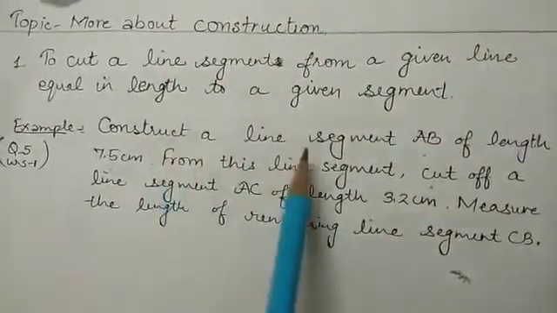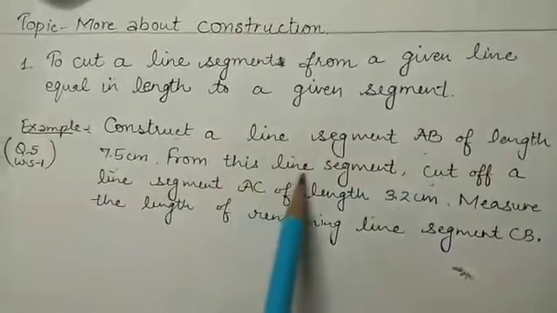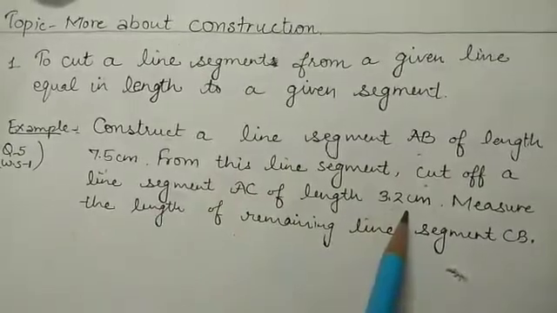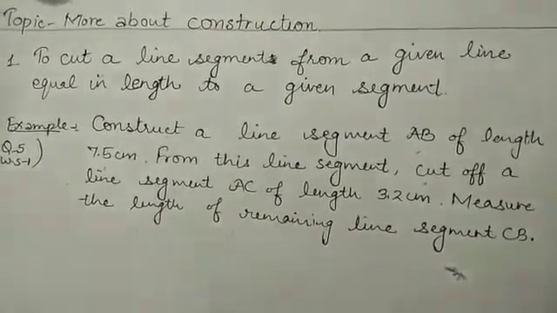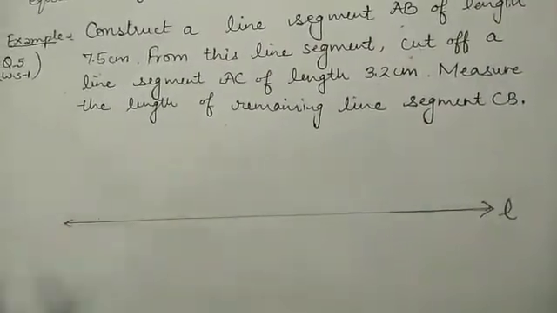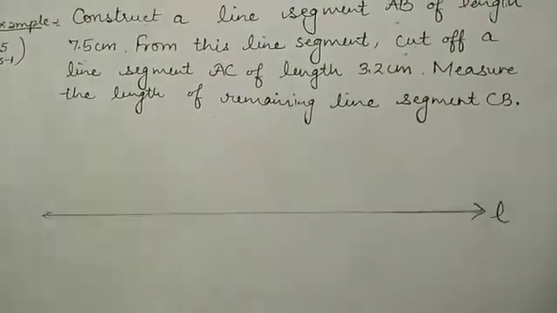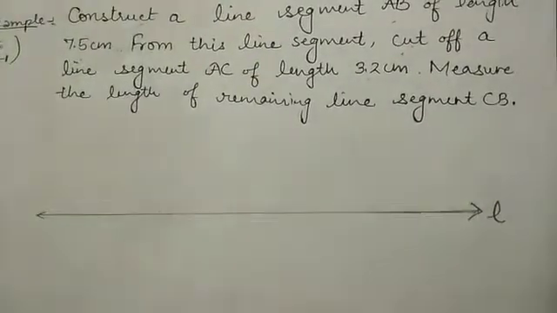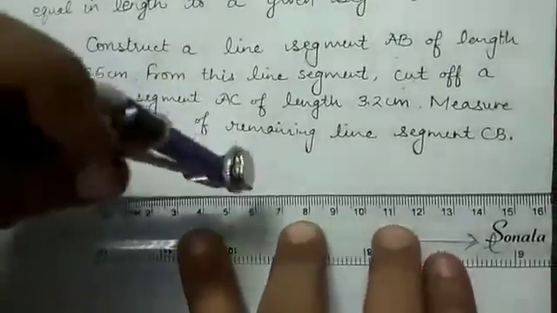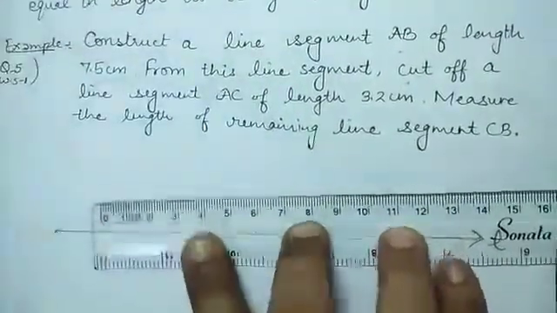Suppose I want to construct a line segment AB of length 7.5 cm. From this segment I have to cut off a line segment AC of length 3.2 cm and then measure the length of the remaining line segment CB. So very first step, always draw a long line, so that we could construct a line of measure 7.5 centimeter from this. Now using our scale, we will measure the length equal to 7.5 centimeter.